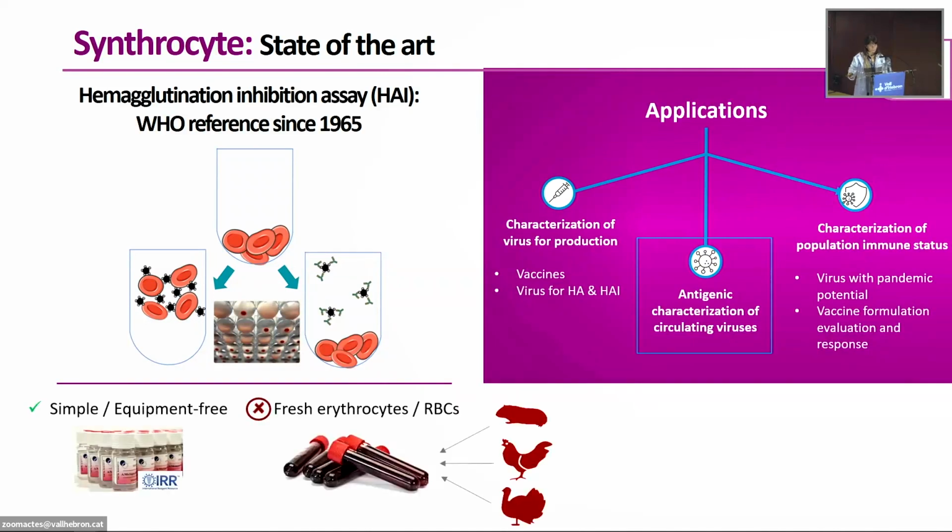Pretty versatile, simple, equipment-free. What's the problem? You need fresh red blood cells obtained from animals. This means that the 150 groups in the network are obtaining red blood cells from different animals on their own. And this imparts lots of variability to the method. But how in hell do you change a WHO standard? No one managed to do that since the 1960s.